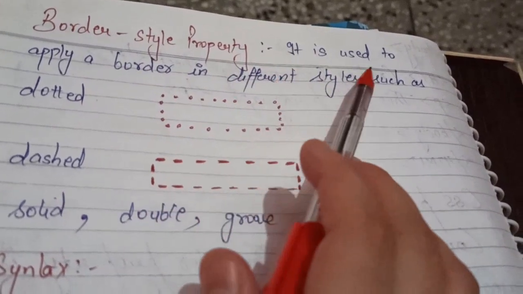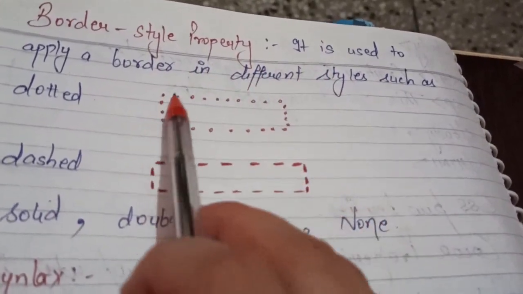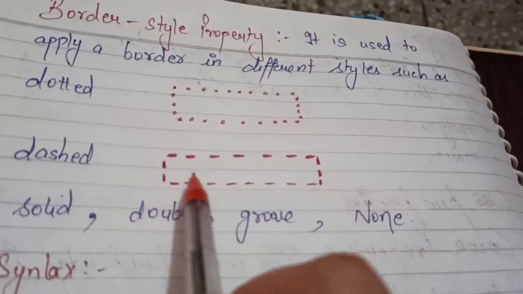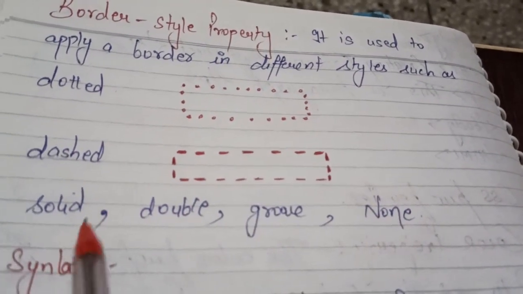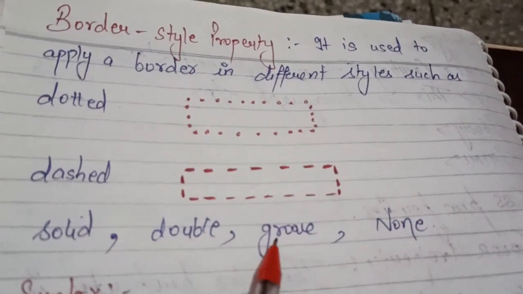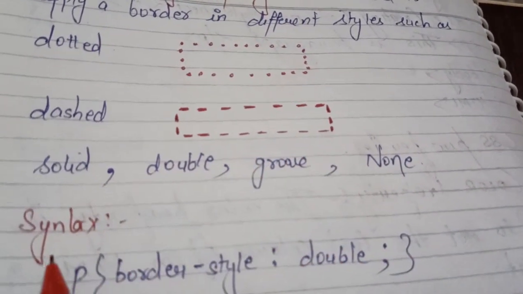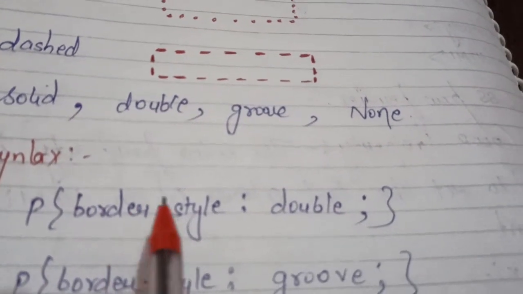Okay, it is used to apply border in a different style, such as dotted, it would appear like this, then dash, it appears like this, then another one is solid, then double, then groove, and then the last one is none. The syntax is p border style double.